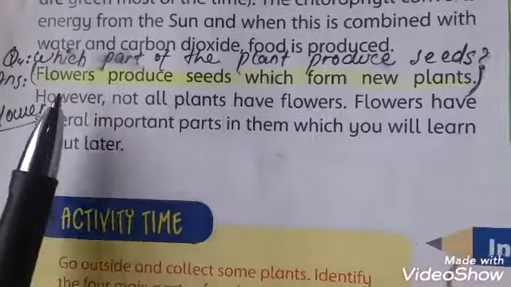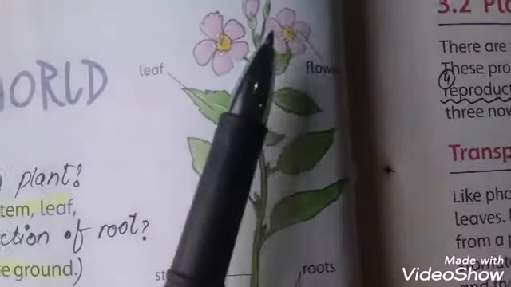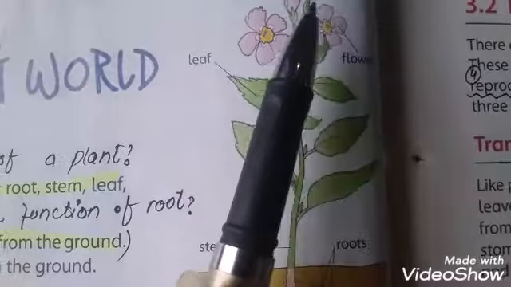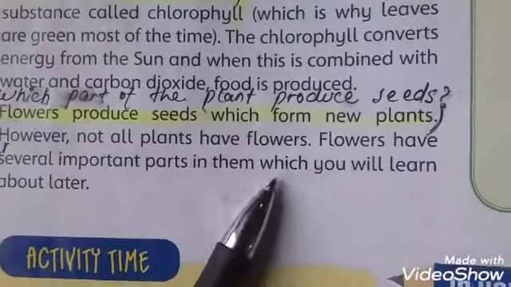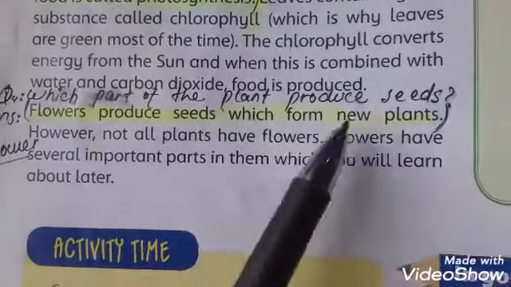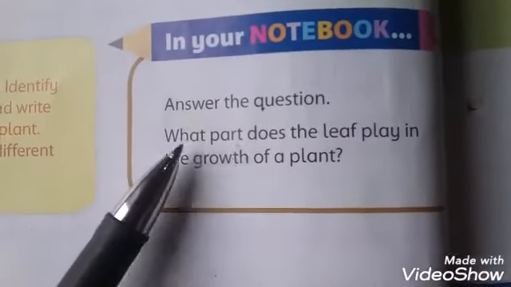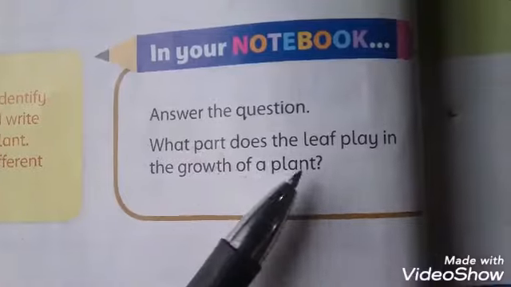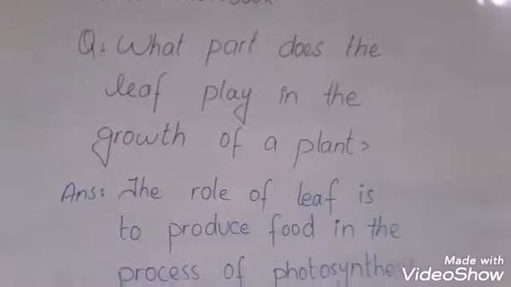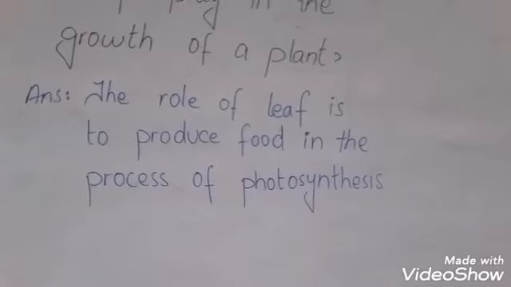You know, students, flowers produce seeds from which new plants grow. These seeds are present in the center of the flower. Students, not all the plants have flowers. Flowers have several important parts. So this is the question about this topic. Question: what part does the leaf play in the growth of a plant? Answer: the role of the leaf is to produce food in the process of photosynthesis.